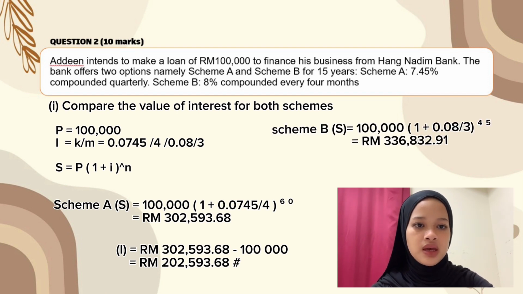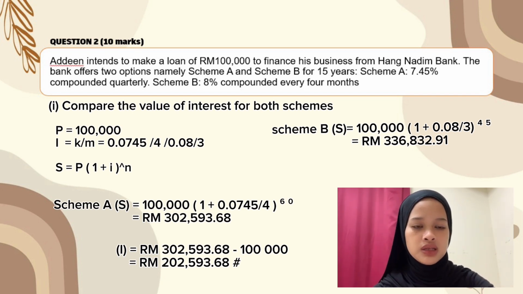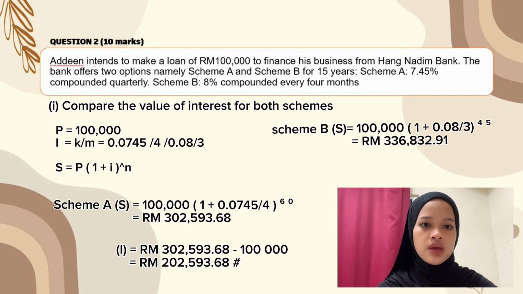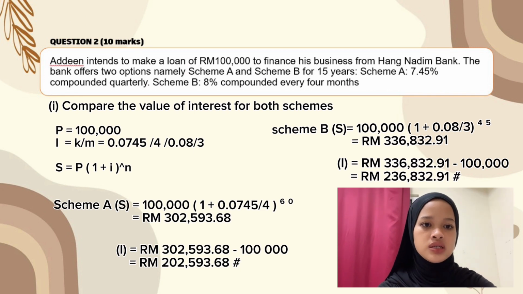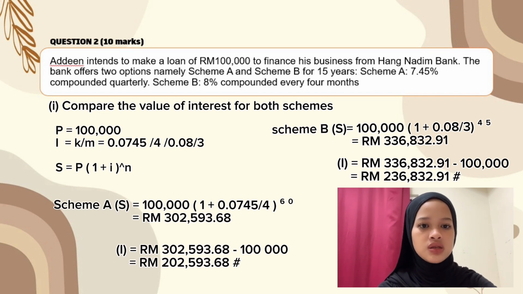Then for Scheme B, we also need to find S, the future value, equal to 100,000 ringgit open bracket 1 plus 0.08 divided by 3 close bracket power of 45. Then the answer will be 336,832 ringgit 91 sen. After that, we need to subtract the principal to get the interest. So 336,832 ringgit 91 sen minus 100,000 ringgit. The answer is 236,832 ringgit 91 sen.